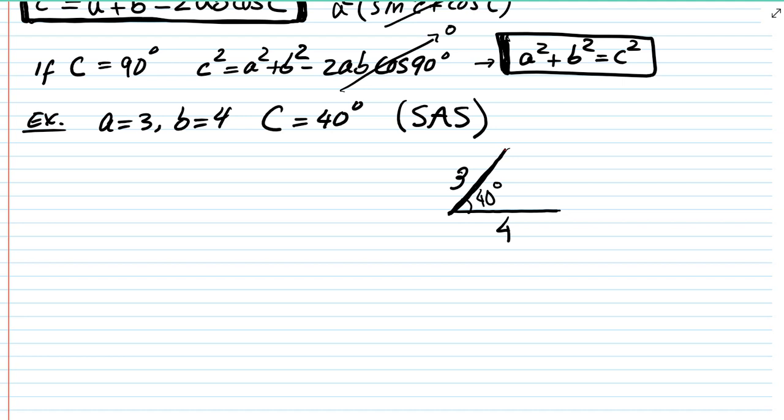And we want to find the length of this side. Okay, and I'm given capital C is 40. Little a is 3, so this is cap A. Little b is 4, this is cap B.